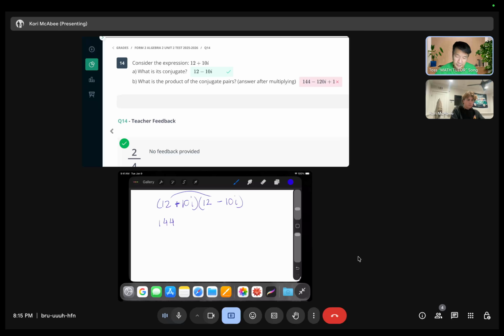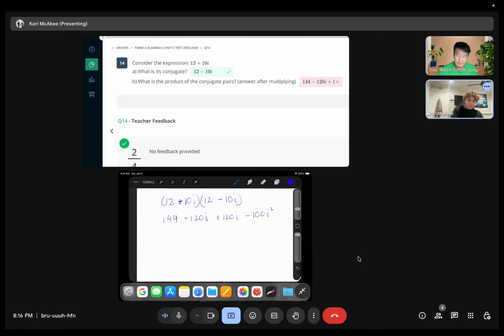So the first is that, the outer will be negative 120i. Inner is the positive 120i. And the last, a negative 10 times a positive 10 is a negative 100i squared. There. But then these two cancel out. So you're only left with 144 minus 100 times negative 1, because i squared is negative 1.